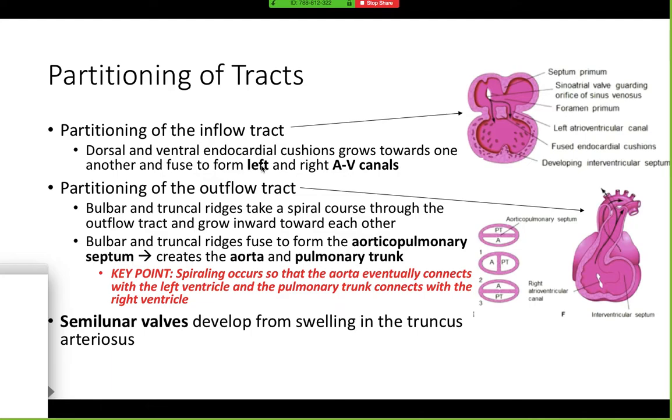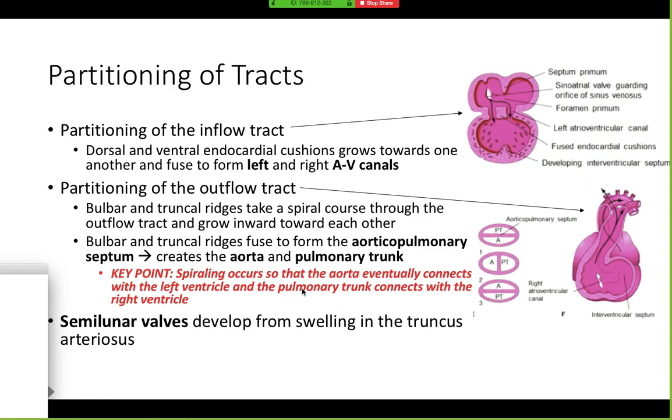So dorsal and ventral endocardial cushions, they grow towards one another, and then they fuse to form the left and right AV valves. So you have the endocardial cushions contributing to the formation of the AV canals, and then the outflow tract is formed because the bulbar and truncal ridges fuse to form the aorticopulmonary septum, and this creates an aorta and pulmonary trunk.